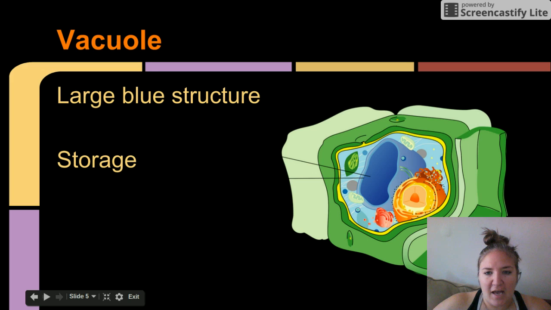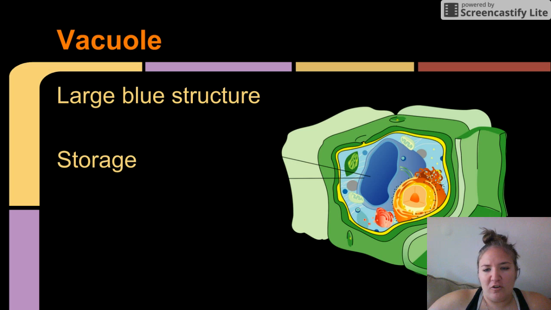And then the last one that's unique to plants is this large blue structure, which is used for storage, and that's the vacuole. The vacuole is really important in the plant cell. It holds on to all of the waste in the cells, but it also stores things like nutrients and all types of things like water and food. So this is a really important area. It's like a storage unit within the cell.